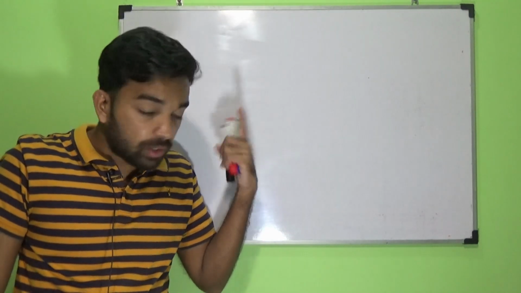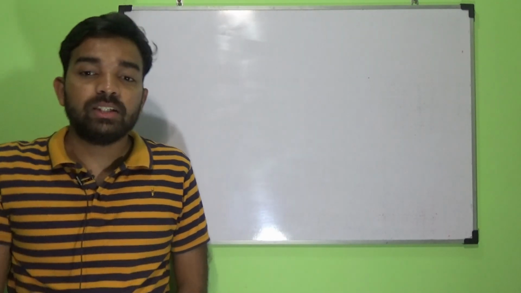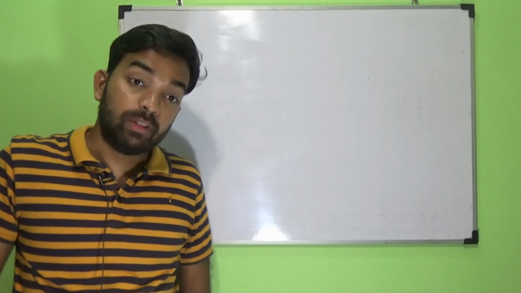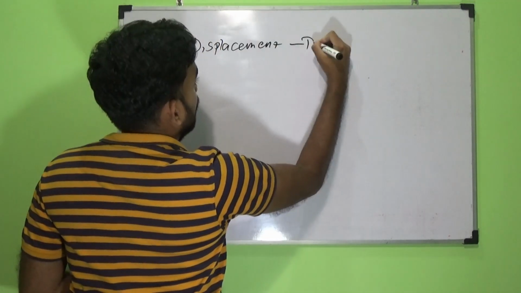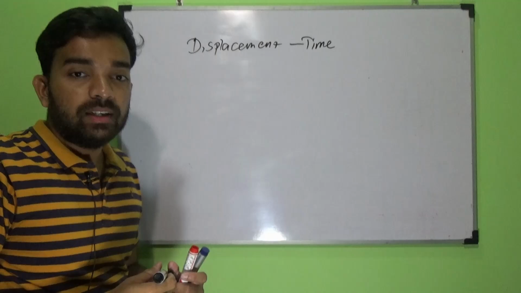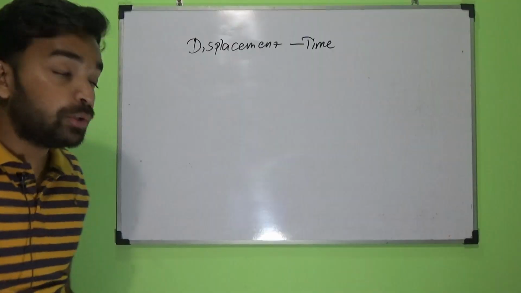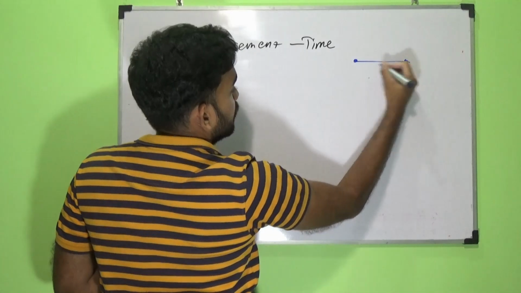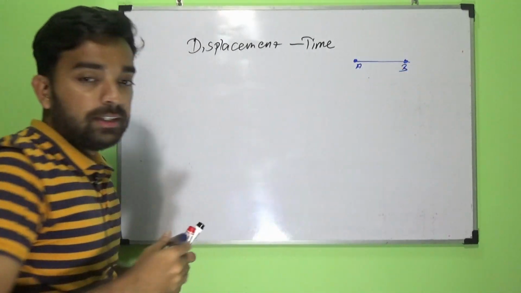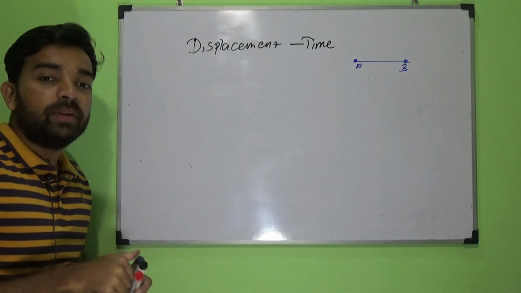Now we are moving on to the displacement time graph, one of the most important ones. You know the displacement is the shortest distance between two places.